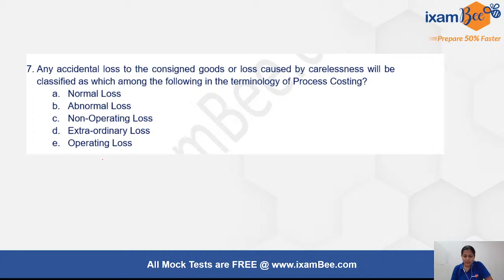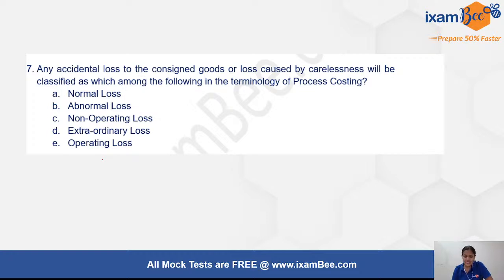Okay, so moving to the next question here. The seventh question: any accidental loss to your goods or the consigned goods that you are providing, which is caused by carelessness, will be which type of loss that we will call in process costing?